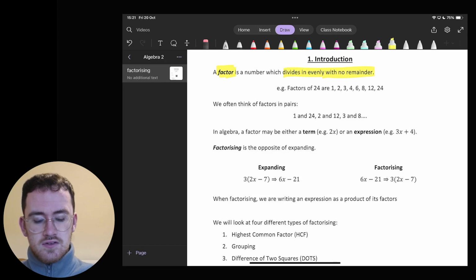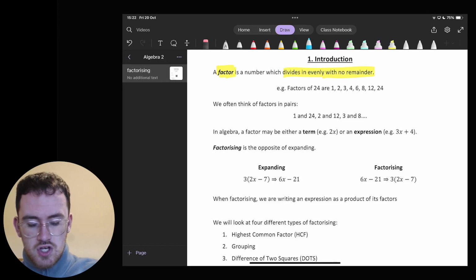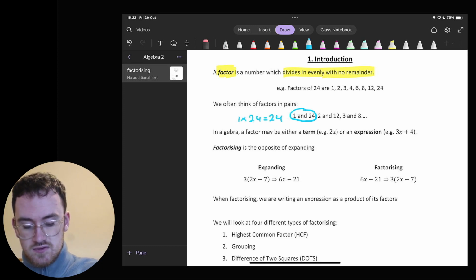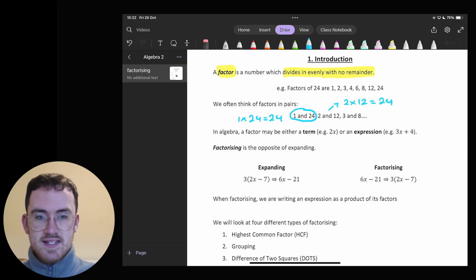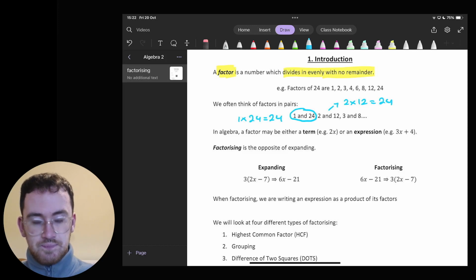And we often think of our factors as coming in pairs. So 1 and 24 would be a factor pair because 1 multiplied by 24 gets me back to 24. Same with 2 and 12. 2 multiplied by 12 gets me back to 24. And each of those divides in evenly into 24 also.